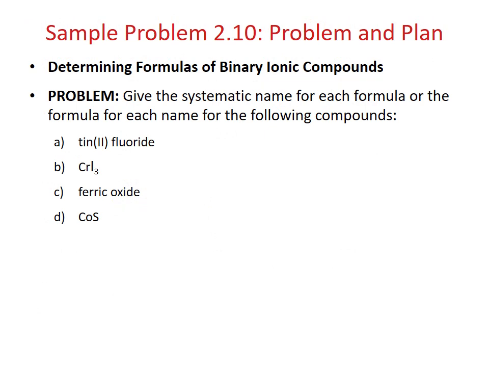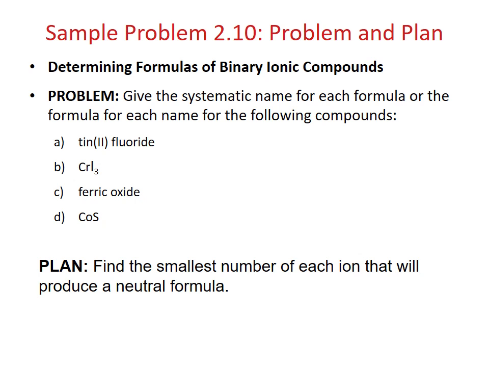Sample problem 2.1. Give the systematic name for each formula or the formula for each name for the following compounds. Now this question is similar to the previous one, that to answer the questions we need to find the smallest number of each ion that produce a neutral formula.